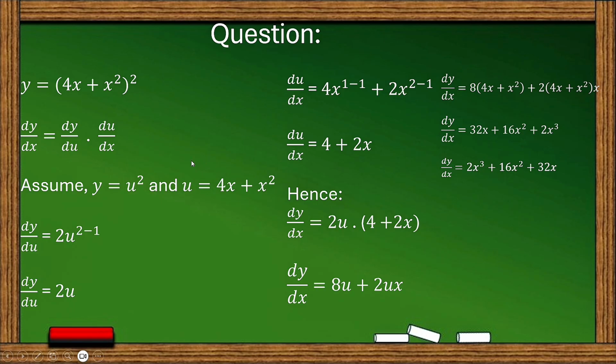We know u has a value 4x plus x power by 2, and you need to put it in and expand it. And so the final answer is 2x power by 3 plus 16x power by 2 plus 32x. So that's all for now.